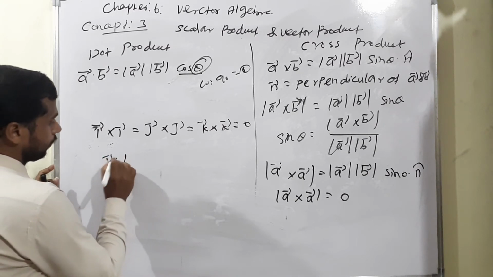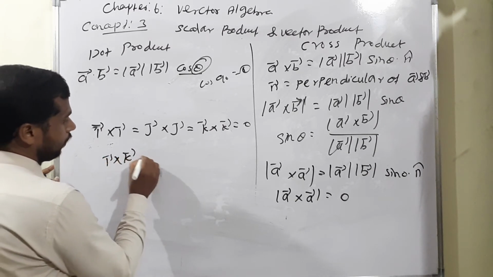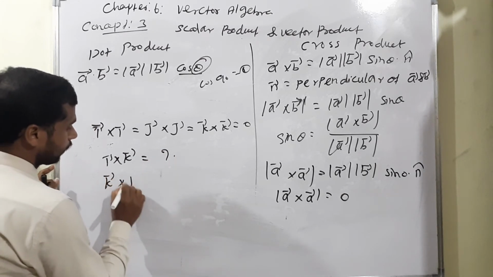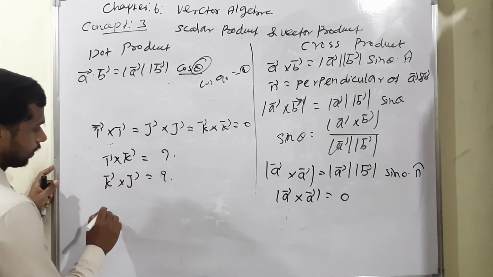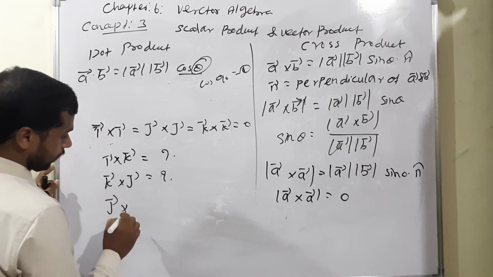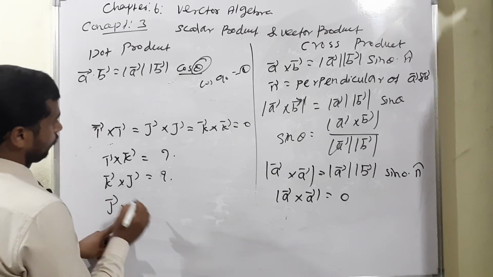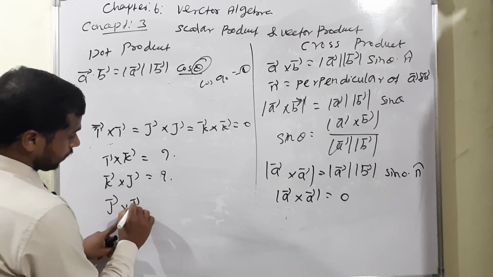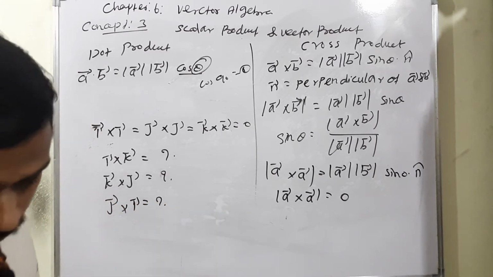I vector cross k vector is equal to what? The answer will come, as well as k vector cross j vector is equal to what, and then j vector cross i vector is equal to what? Okay, this is also one of the important terms.